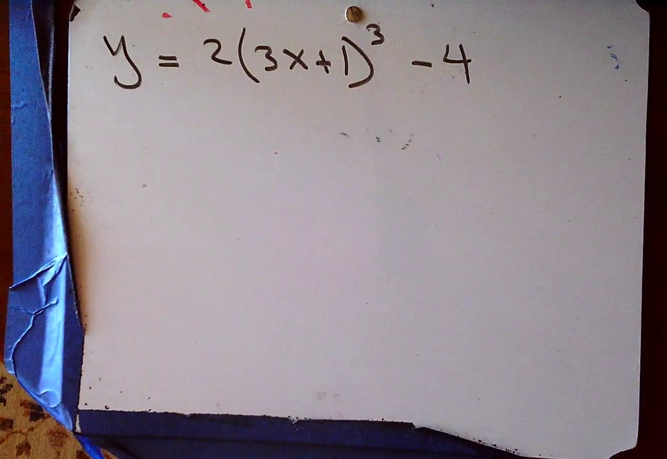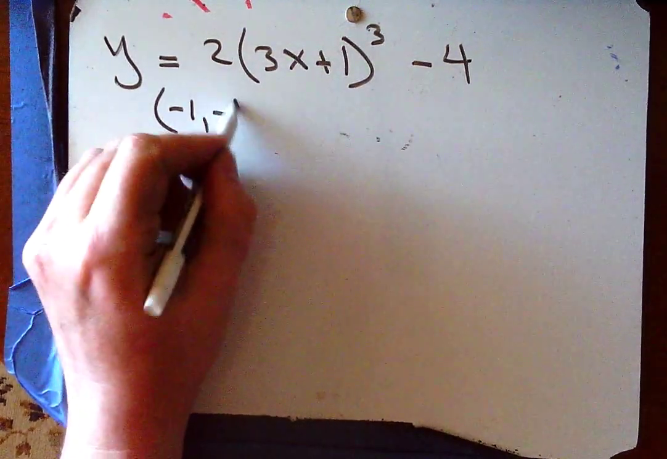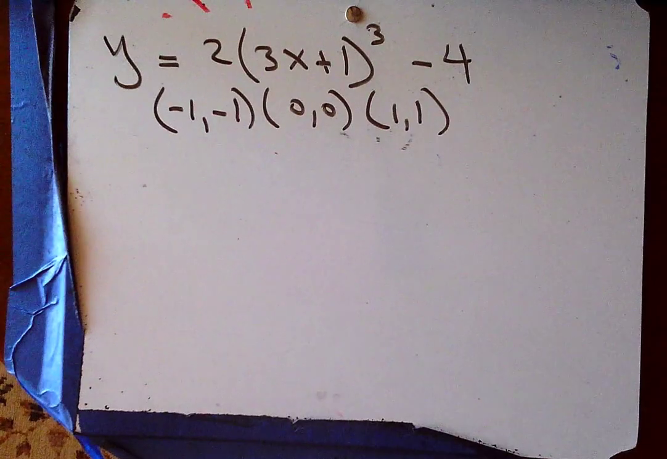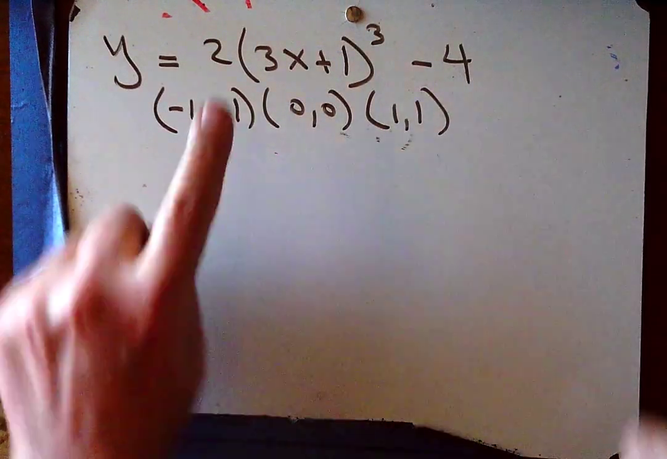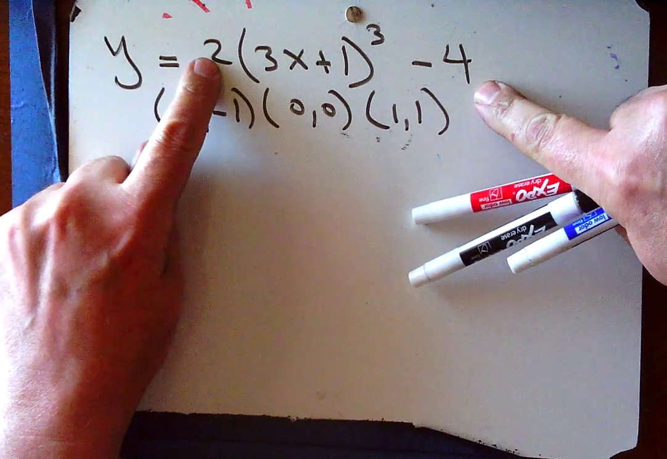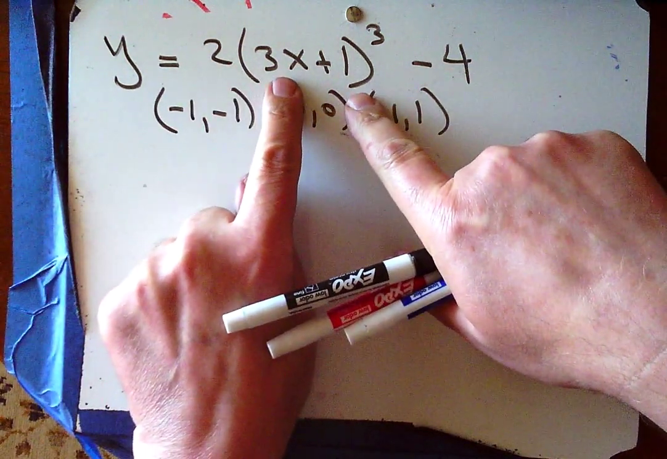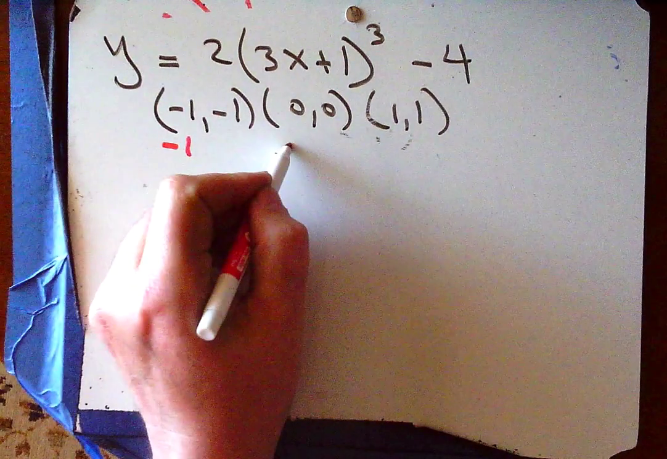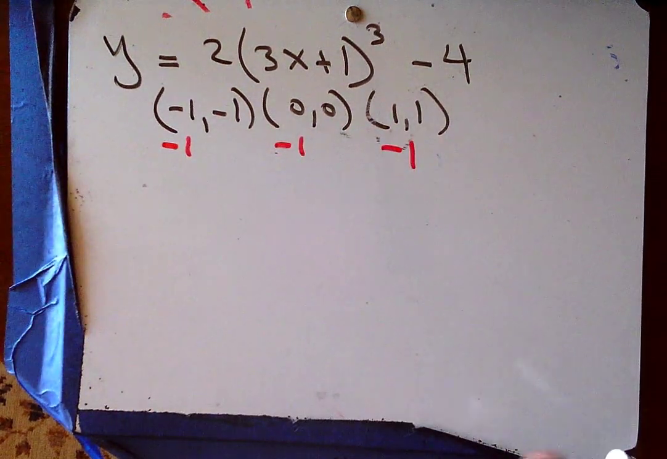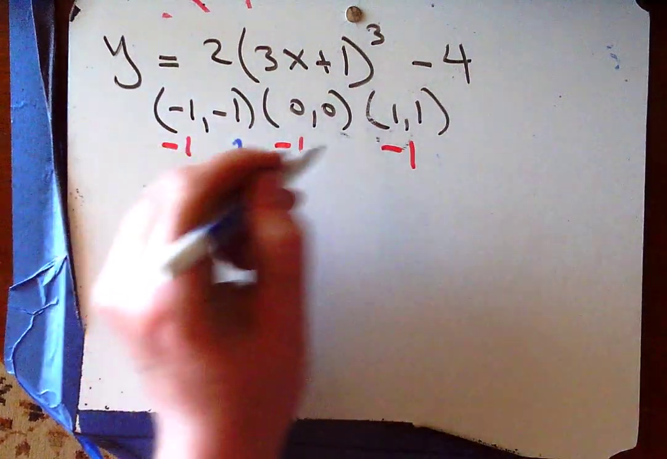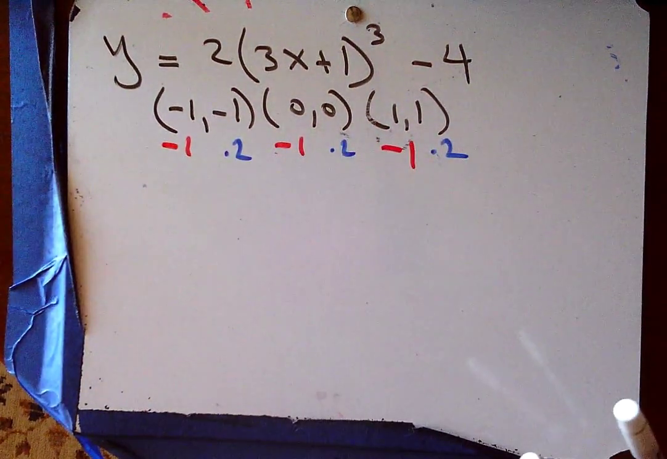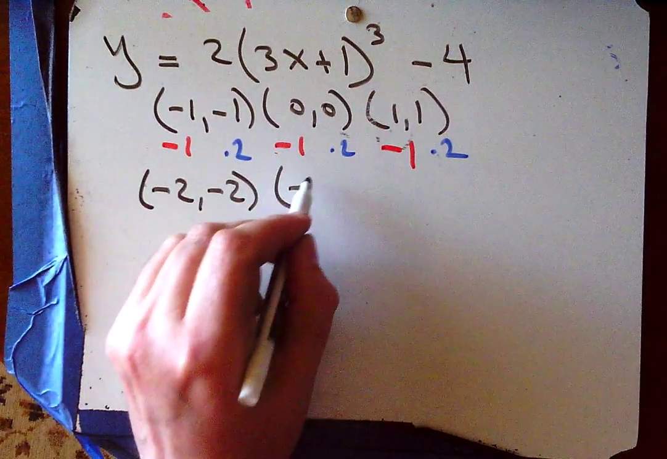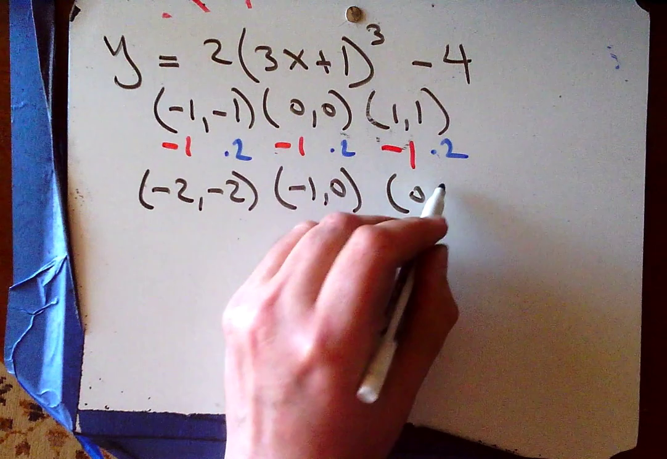Okay, so my reference points here: negative 1, negative 1, 0, 0, 1, 1. And I see 2 y transformations, I follow PEMDAS. I see 2 x transformations, I follow SADMEP. So I'm going to subtract 1 from all the x's, but I'm going to multiply all the y's by 2. So my transition points will be negative 2, negative 2, negative 1, 0, 0, 2.